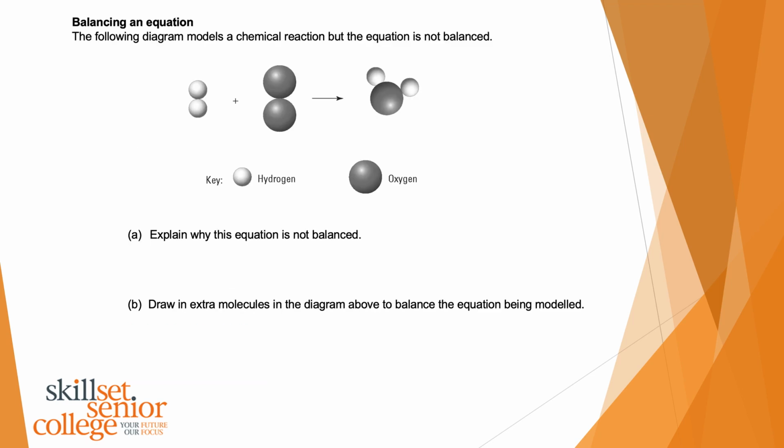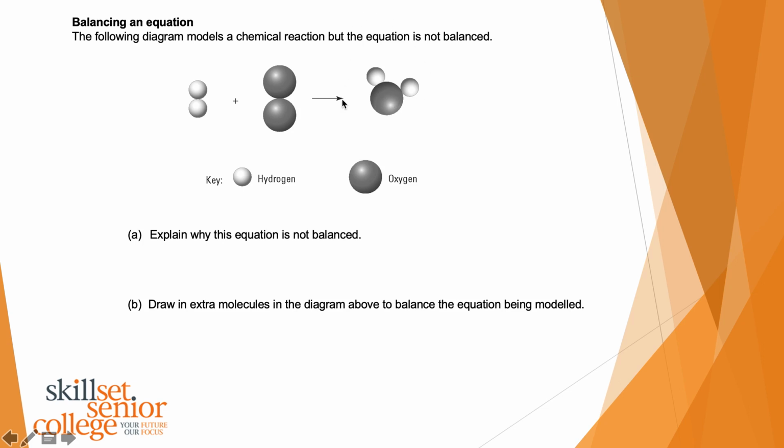Balancing the equation. We did this a few lessons ago. The following diagram models a chemical reaction, but the equation is not balanced. Explain why this equation is not balanced. Let's look at the chemical equation. We have hydrogen, represented by white spheres, and oxygen, represented by the grey spheres. So we have 2 hydrogen and 2 oxygen.